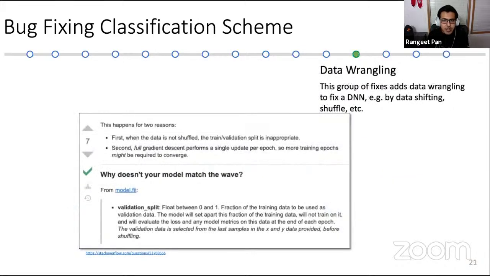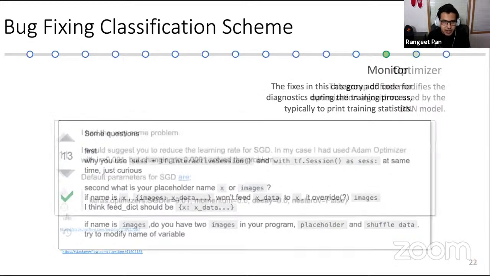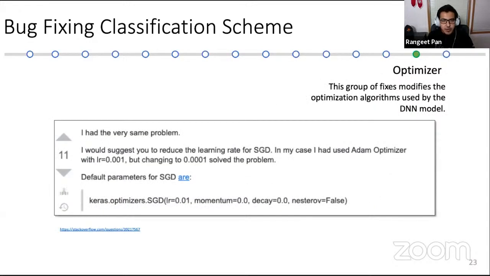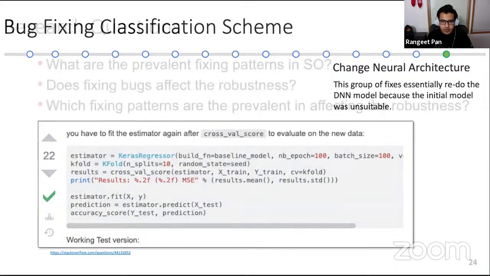Data wrangling, when the fixes add data wrangling things like data shifting or data shuffling. Monitoring is related to a fix that adds code for diagnostics during the training process, typically to print training statistics. Optimizer related fix, when the developer modifies the optimization algorithm. And finally, change neural architecture, where the whole model has to be redone because the initial model was unsuitable.